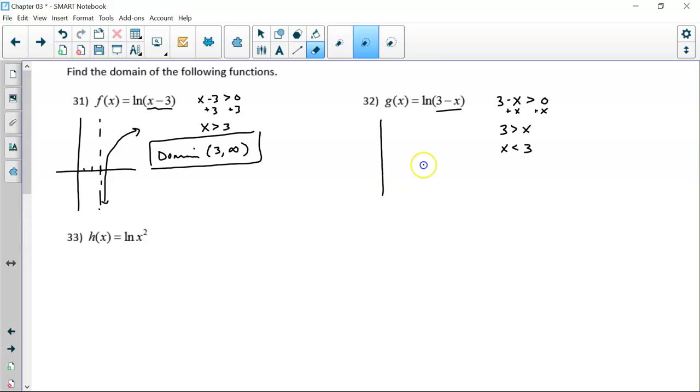Or if you looked at the graph, you'll see that we're at 3, but that's the asymptote, excuse me. You'll see that the graph looks like that. You see how it's going to the left? The domain, as we found algebraically, is going from negative infinity to positive 3, where it stops.